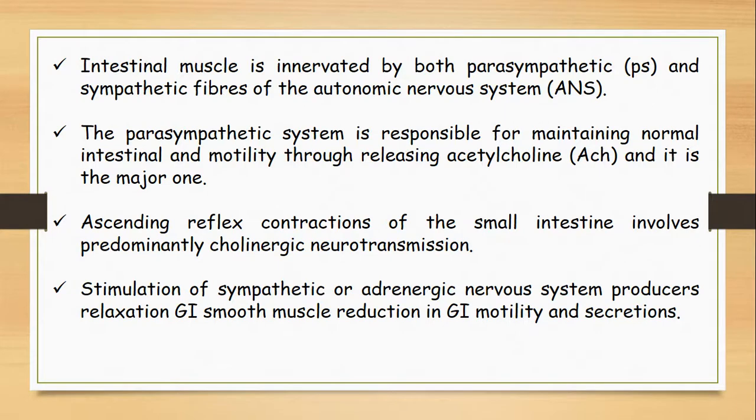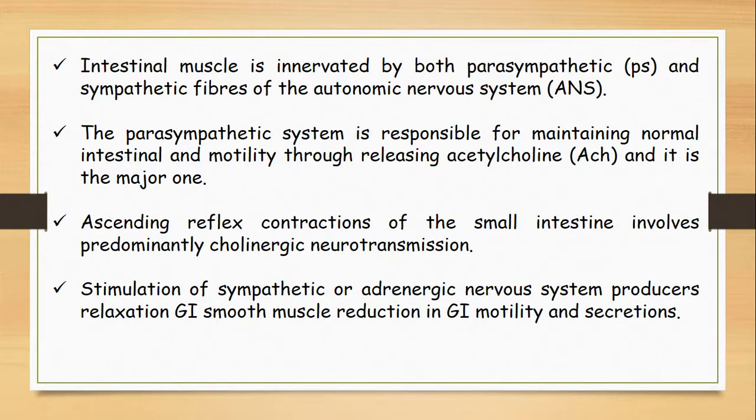Intestinal muscle is innervated by both the sympathetic and the parasympathetic fibers of the autonomic nervous system. The parasympathetic system is responsible for maintaining normal intestinal motility through releasing acetylcholine, and it is the major one. Ascending reflex contraction of the small intestine involves predominantly cholinergic neurotransmission.